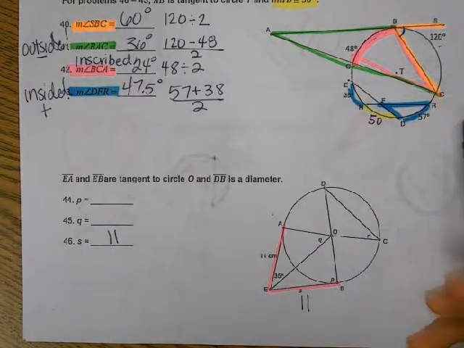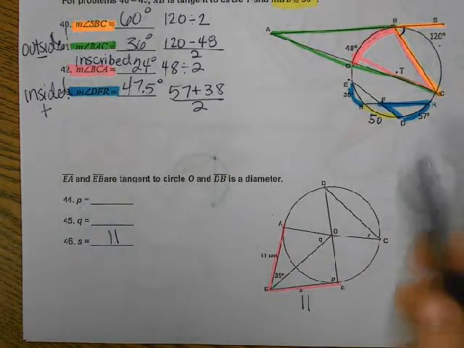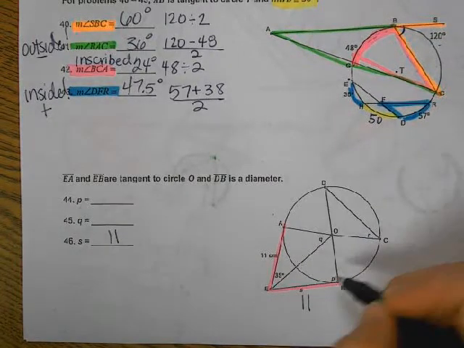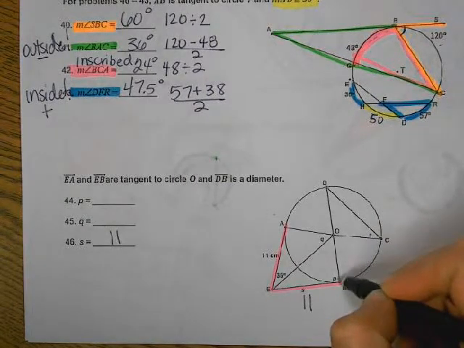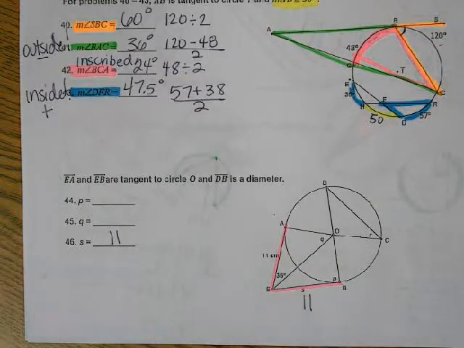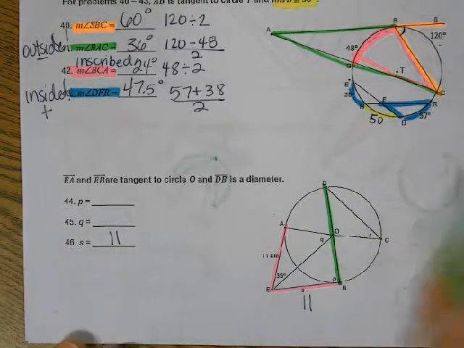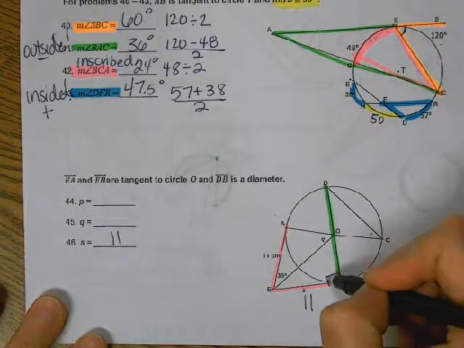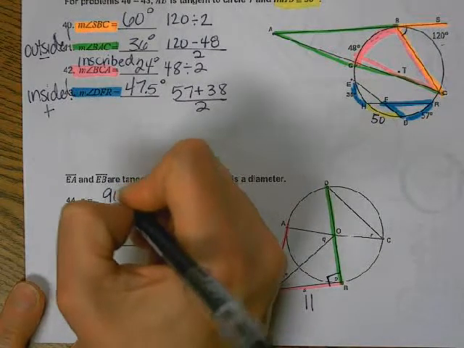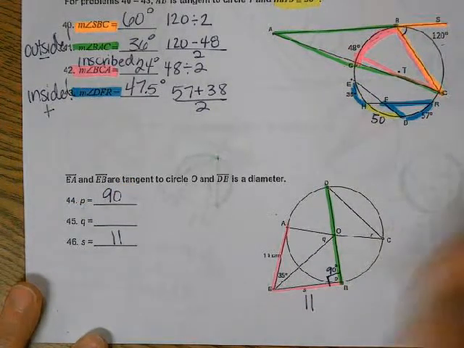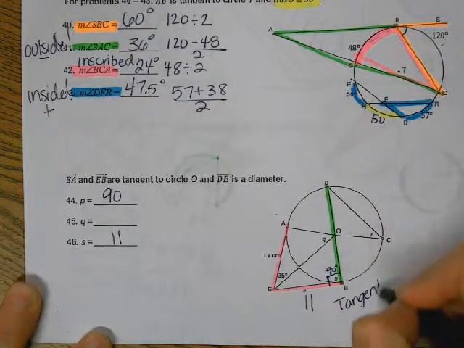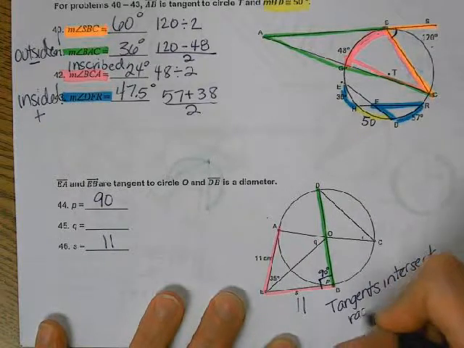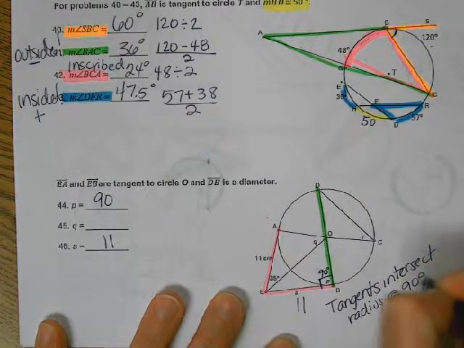Okay, so to find P and Q. Well, P is right here. This is a diameter, they said, and it's being intersected by a tangent. And tangents always intersect at 90 degrees. So P is 90 degrees, because tangents intersect a radius at 90 degrees.